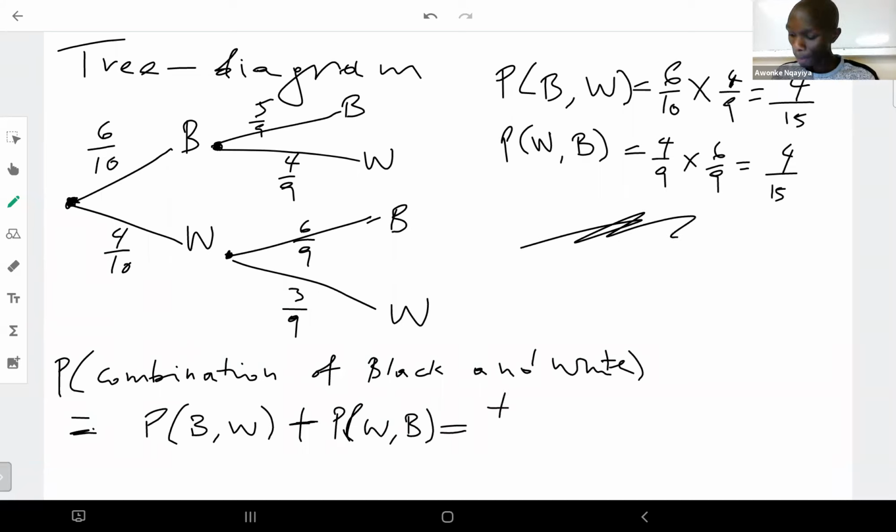That is 4/15 plus 4/15. And then when you press that on your calculator, it has to be 8/15. Are there any questions before we move to what we call a Venn diagram?